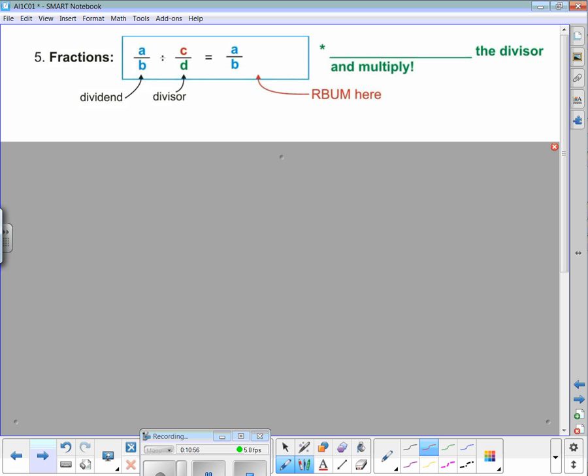All right, back to fractions. Fractions. You love them. You love them. All right, how do you divide fractions? Remember, you invert or flip the divisor and multiply. If you were to complete this rule, put the D on the top, put the C on the bottom, and do your R-bum on the multiplication step, right, before you multiply.